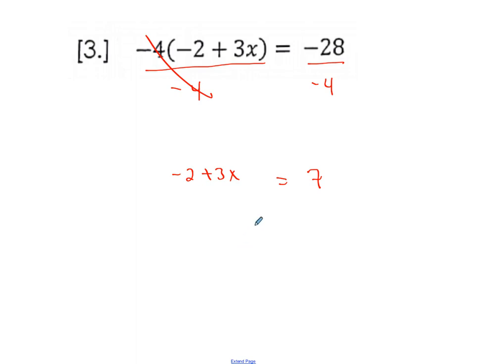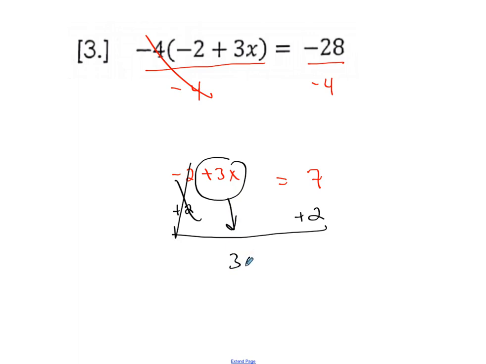How do we get this x by itself? I don't want negative 2 plus 3x. I just want 3x. Yep, I'm going to add 2. So I want to get this term with the variable by itself. Bring down my 3x equals 7 plus 2, 9. I don't want 3x equals 9. I just want x. What do I do now? Yeah, divide by 3, divide by the coefficient. x is equal to 3, and we're done.